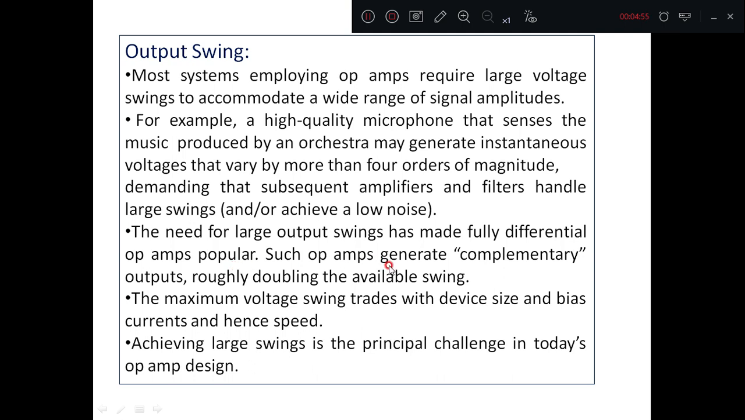Such op-amps generate complementary outputs, roughly doubling the available swing. The maximum voltage swing trades with the device size and bias currents and hence the speed. See, there is a trade-off between the maximum voltage swing, device size, bias currents and also the speed. Achieving large swings is a principal challenge in today's op-amp design. So output swing is very important when we go for the op-amp design.